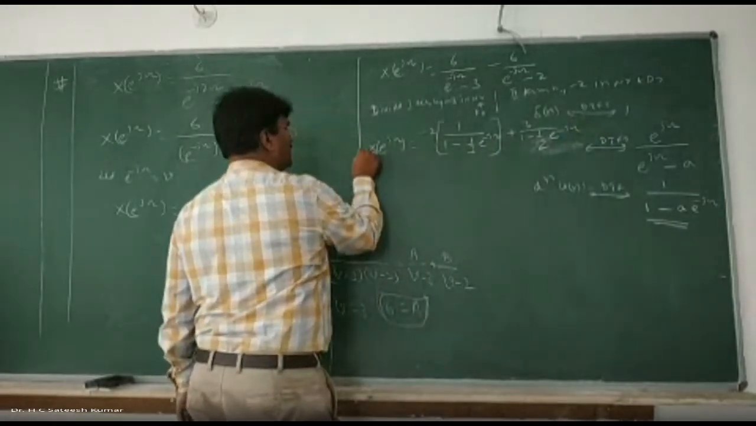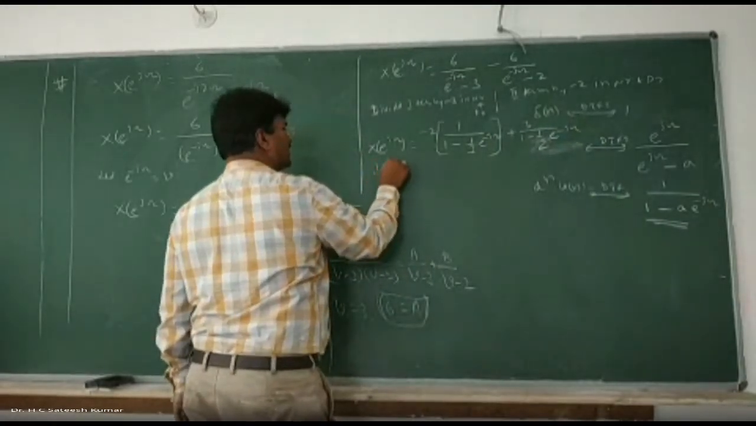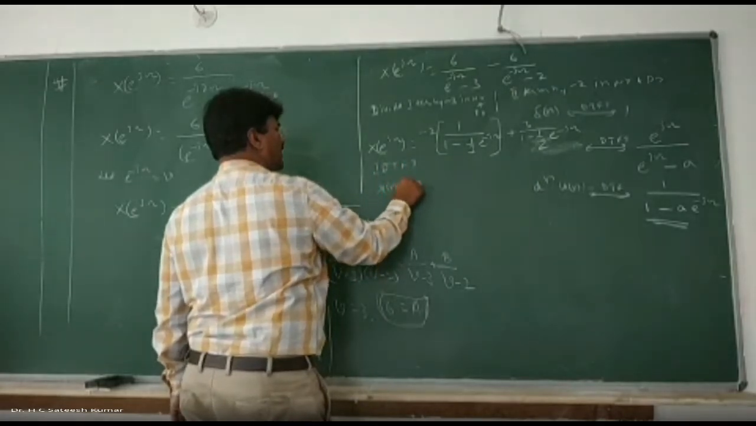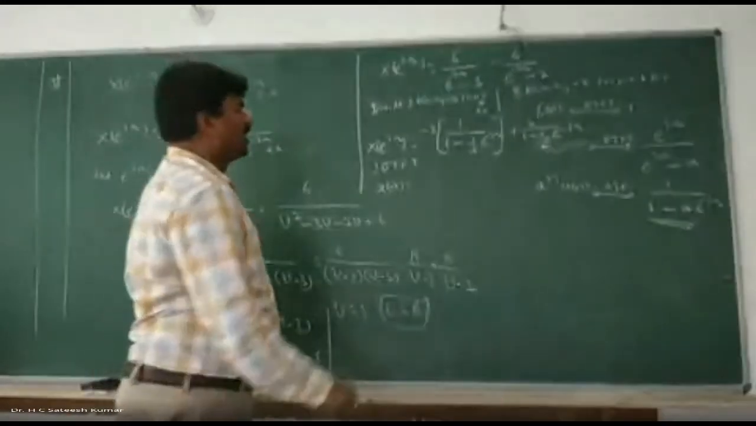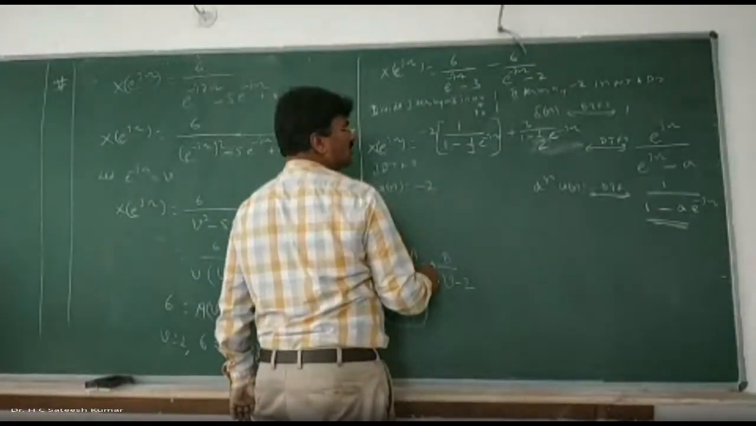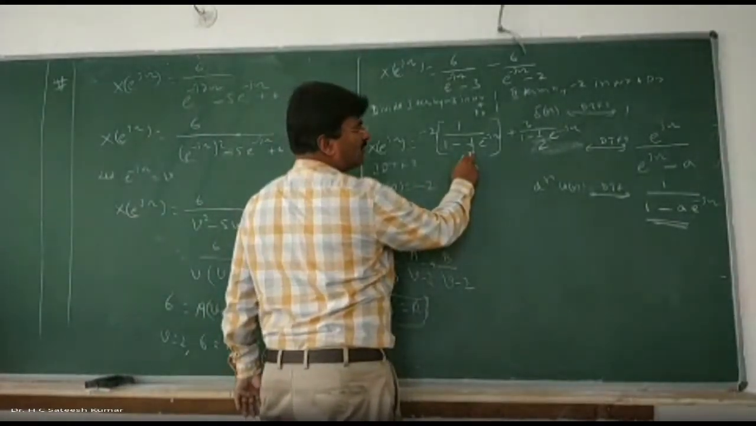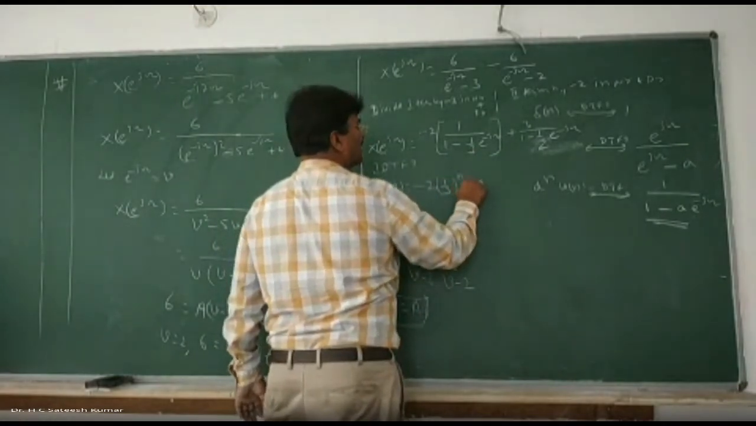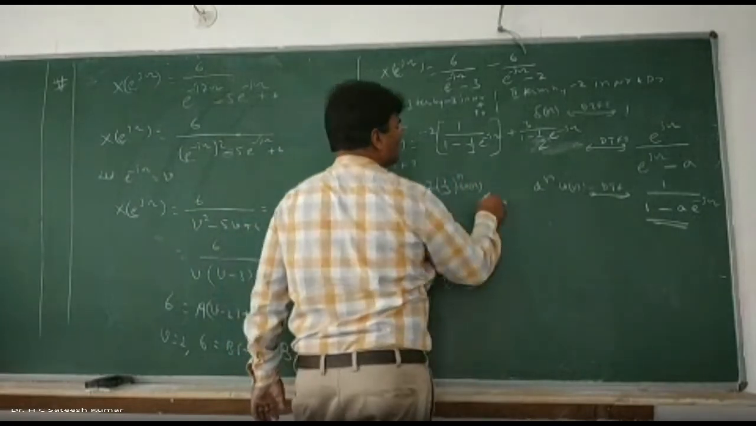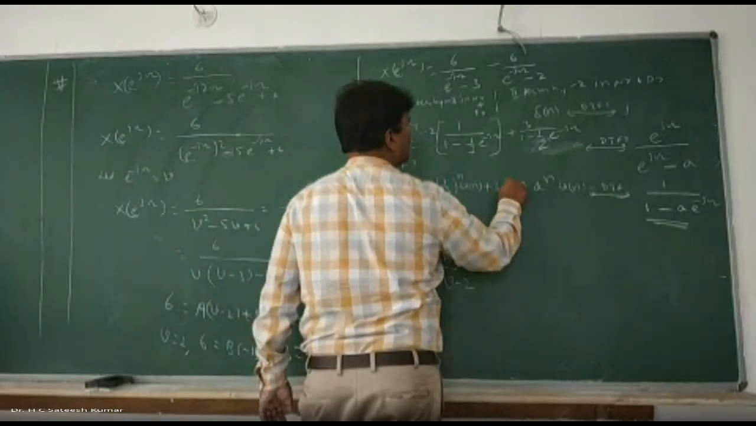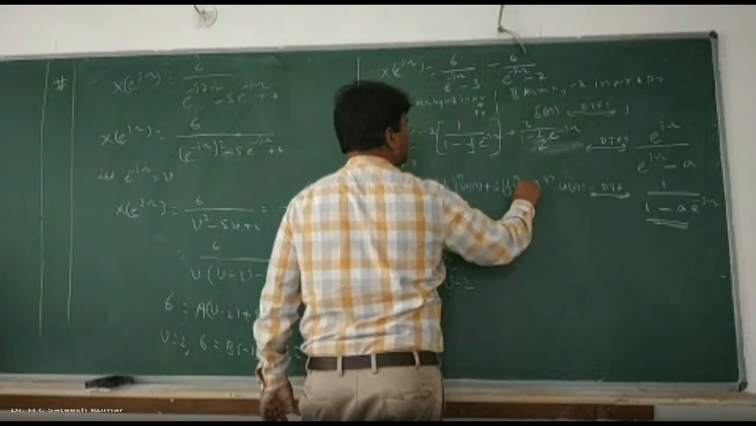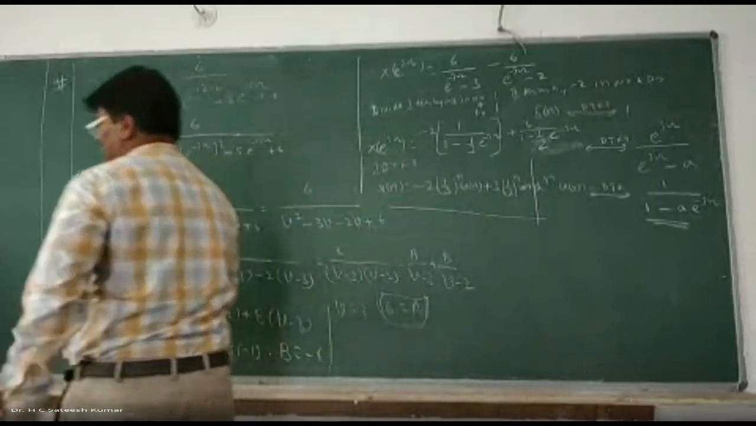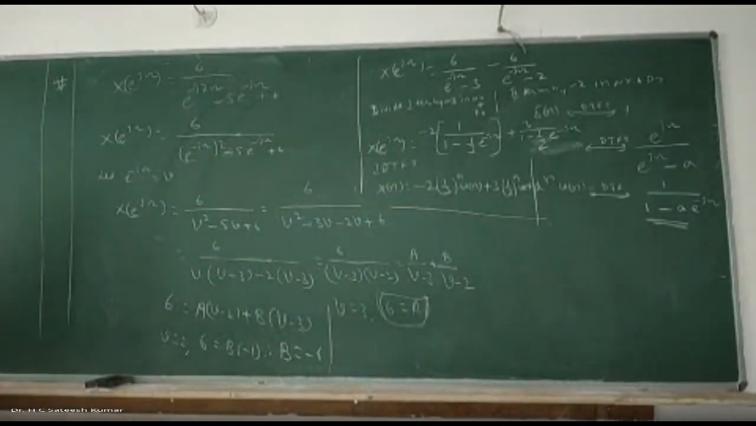Now you take the inverse DTFT. X of e to the power of j omega inverse DTFT is x of n equal to 2 into, in place of a we have 1 by 3, so 1 by 3 power n into u of n, plus 3 into 1 by 2 power n into u of n. So that's how we can find out the inverse DTFT of any given sequence, right?